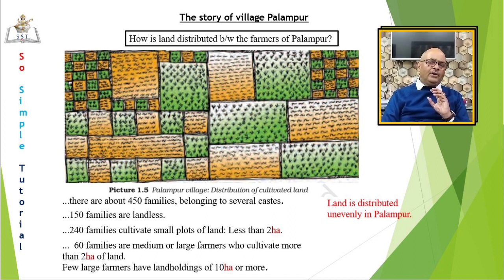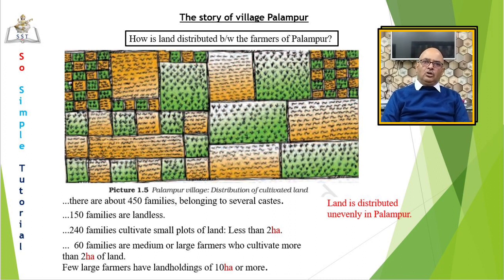Okay. How many families left? 300. Out of 300, 240 families cultivate less than 2 hectares of land. This land size is too small. Cultivation of such plots does not bring adequate income to the farmer's family.